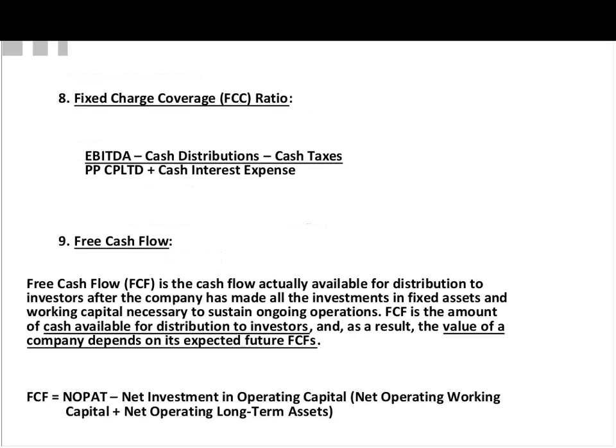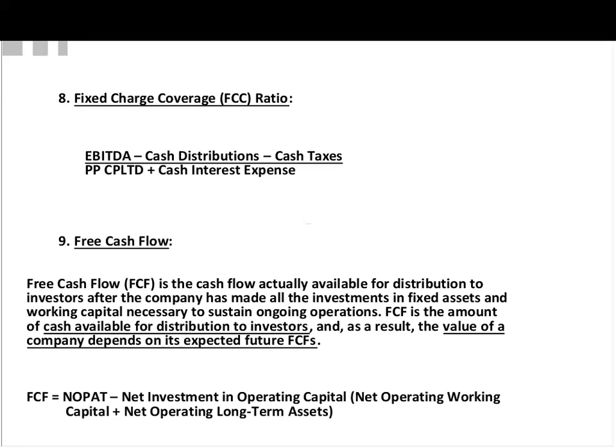Page number 33, fixed charge coverage. Similar to the EBITDA formula we covered earlier. In the numerator, EBITDA, but then we subtract off the cash distributions and tax payments, or taxes. In the denominator, we have the current portion of long-term debt, which is principal, plus the interest expense, or P&I. What's the PP? Prior period.